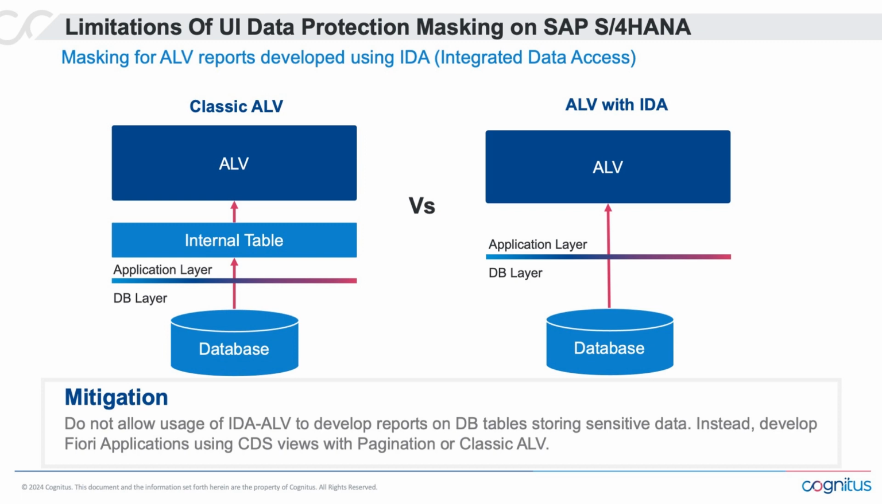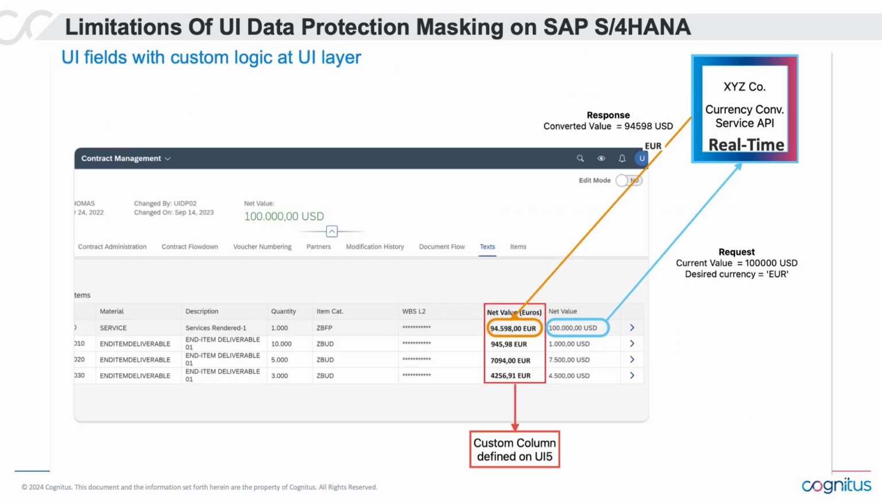The next is UI fields with custom logic at the UI layer. So any UI fields that are defined and managed at the UI layer and have no connection to the backend S/4HANA system cannot be masked by the solution. For instance, let's consider the highlighted column to be a custom field defined in UI5, and let's say it uses an API call to an external service for real-time currency conversion.